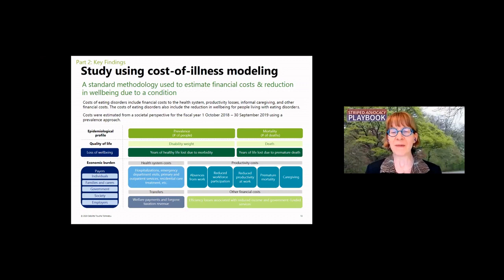For productivity costs, we're looking at absences from work, reduced workforce participation, reduced productivity at work, premature mortality, and then caregiving. And all of this information we combine with information about years of healthy life lost due to other illnesses or the consequences of an eating disorder, and years of life lost due to premature death.